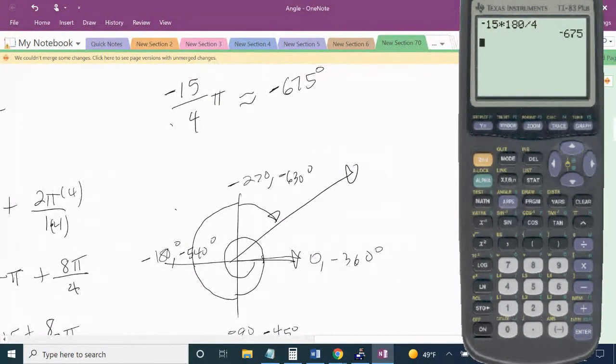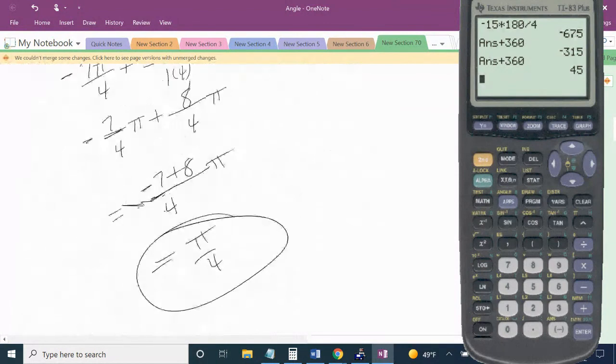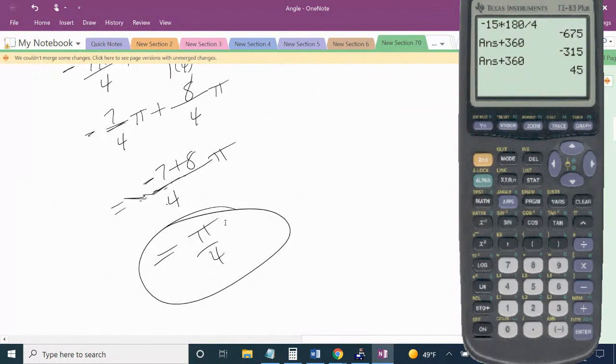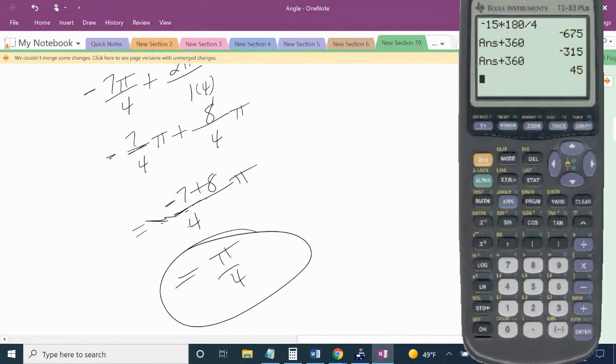So if we were to take negative 675 and add 360, I get negative 315. If I add 360 again, I get 45 degrees. From this point, I would convert 45 degrees to radians, which would give me pi over 4. But notice I must still answer the question as a radian measure. So, a couple of ways to do that particular problem.